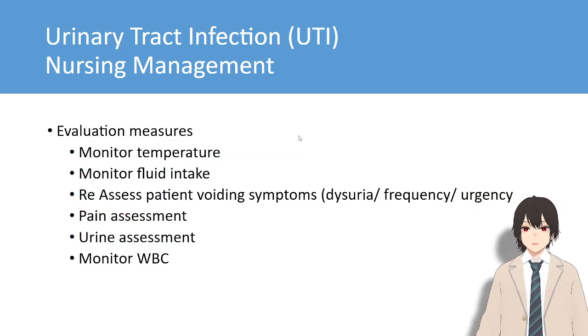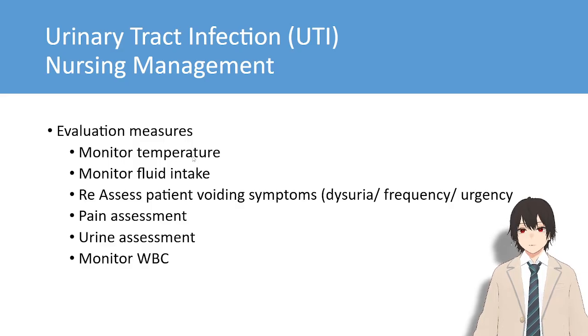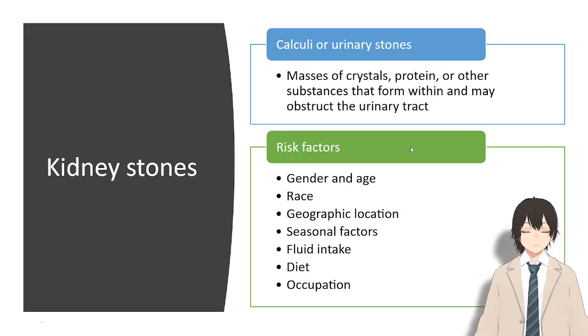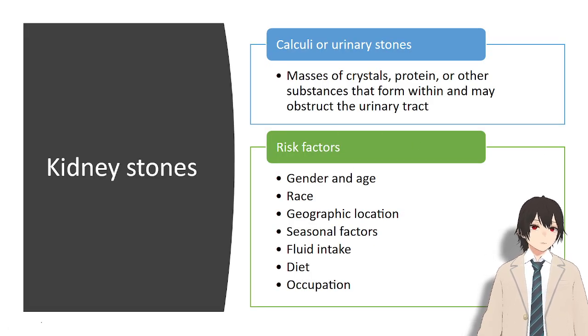Some things you want to evaluate for, right? Temperature, because fever is usually a sign of infection. With the elderly, you need to be careful, because sometimes they won't present with a fever because their normal body temperature is a bit lower, so just keep that in mind. Assessing their voiding symptoms, pain, more UAs, and obviously white blood count in any sort of infection. You can see the trend of it going down, and up and then down as the infection is resolving. That's pretty much it for UTIs.